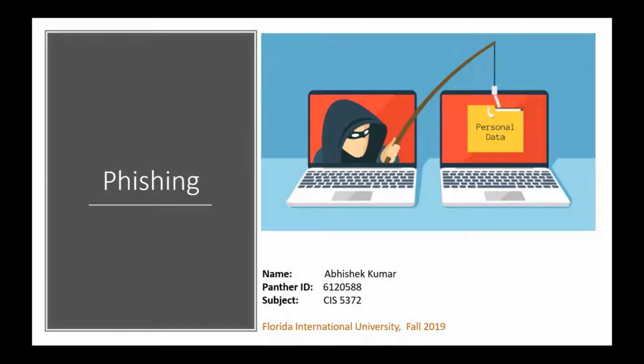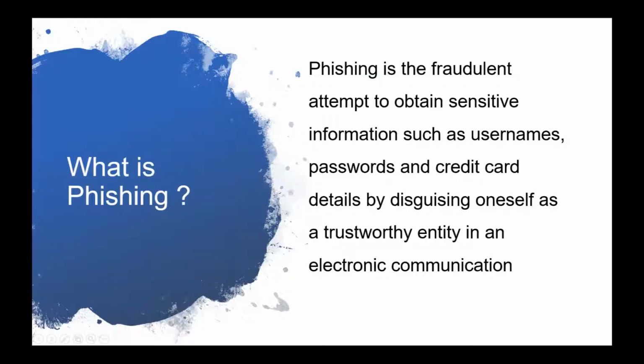In this exploit demo, I will be talking about the topic called phishing. We will discuss various types of phishing and how this works via email spoofing. So, what is phishing? Phishing is a fraudulent attempt to obtain sensitive information such as usernames, passwords, and credit card details by disguising oneself as a trustworthy entity in an electronic communication.